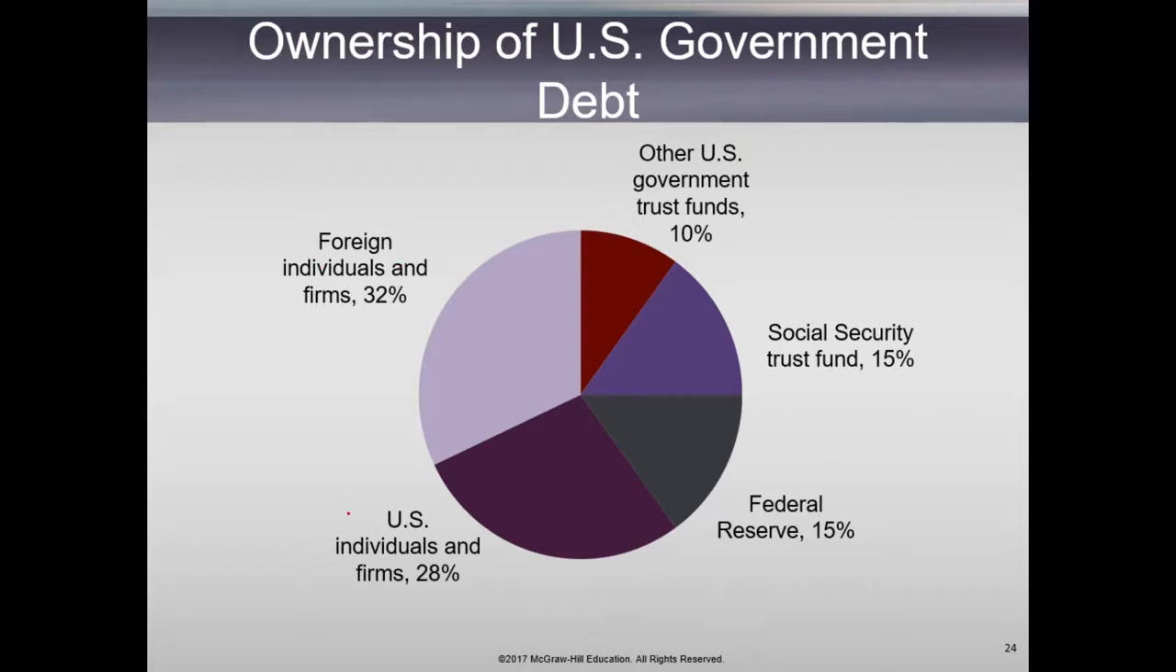But basically, what you're seeing is that the debt that the U.S. government owes, they owe 28% of it to U.S. individuals and firms. That is to say, the private sector. Okay? They owe 15% of it to the Federal Reserve. Remember, the Federal Reserve buys and sells treasuries and government securities in order to influence bank reserves and influence the Fed funds rate and interest rates.